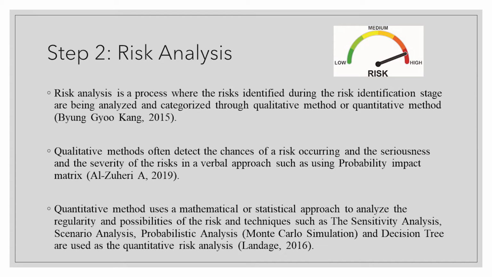The second step is risk analysis. Risk analysis is a process where the risks identified during the risk identification stage are being analyzed and categorized through qualitative method or quantitative method. Qualitative methods often detect the chances of a risk occurring and the seriousness and the severity of the risk in a verbal approach, such as using probability impact metrics. Quantitative method uses a mathematical or statistical approach to analyze the regularity and possibilities of the risks, and techniques such as the sensitivity analysis, scenario analysis, probabilistic analysis, and decision trees.